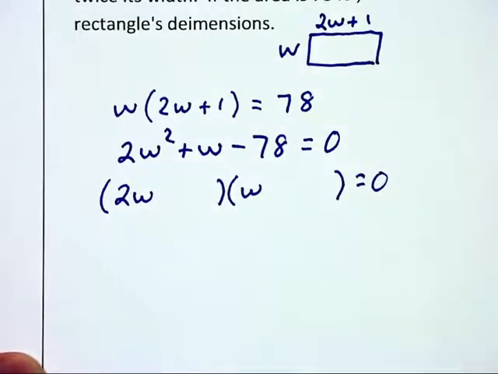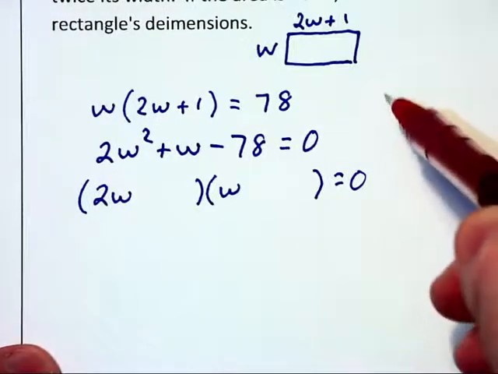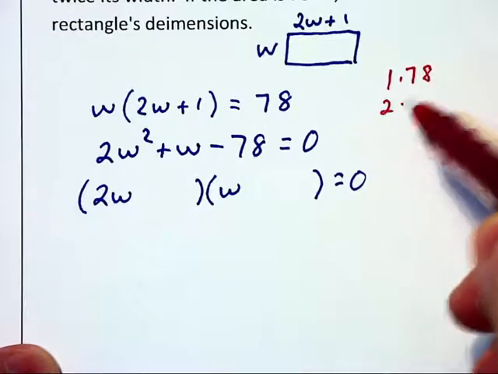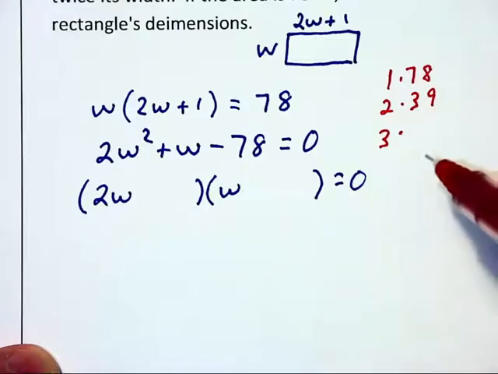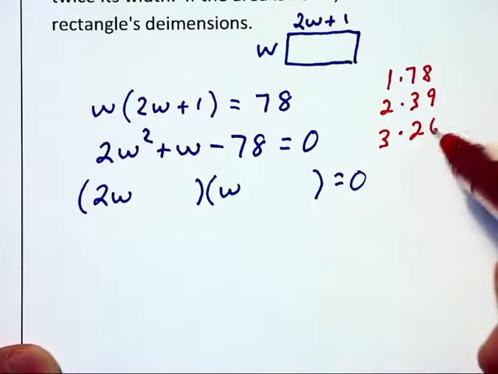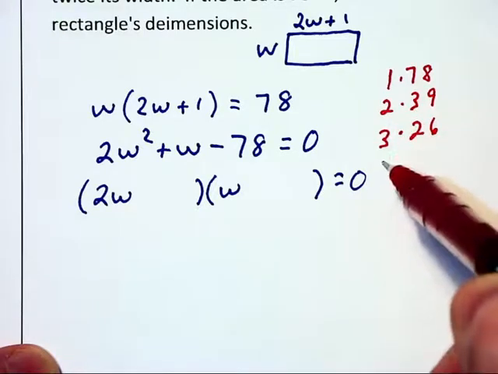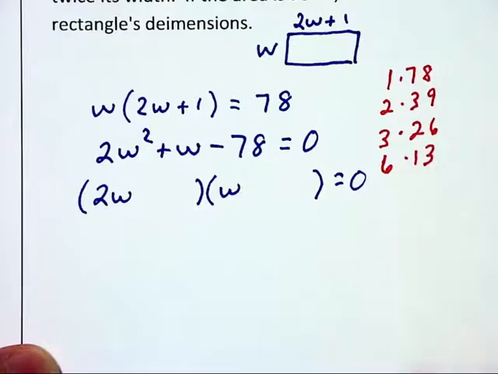78 is a rather large number to factor. Now I can jump straight to the answer in my head, but let's take a look at all your choices. 1 times 78, 2 times 39, 3 times, oh boy, better think about this one, 26. 4 does not go in, 5 does not go in, 2 and 3 do, so 6 does. That would be 6 times 13.